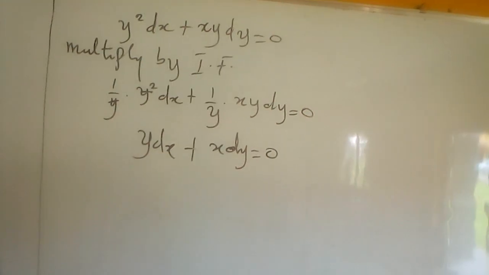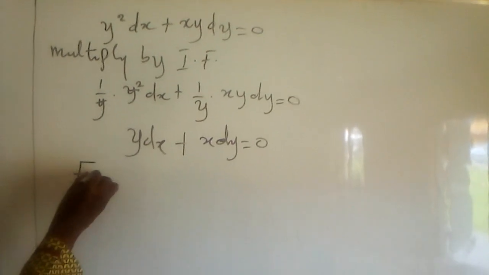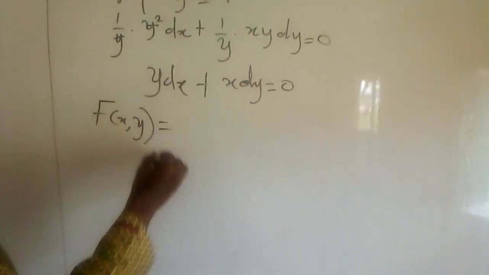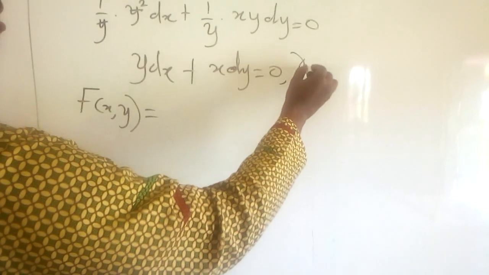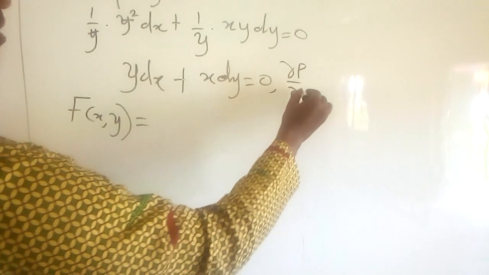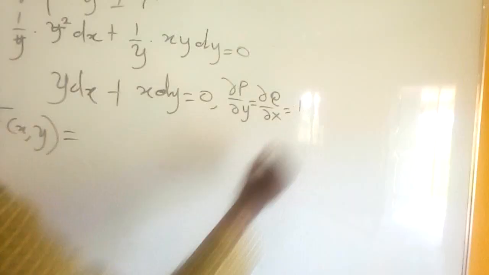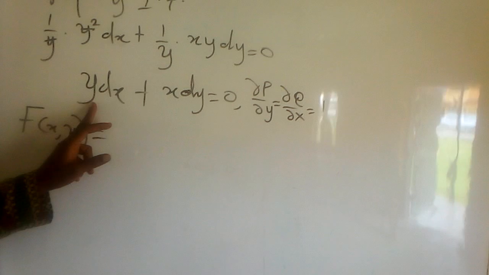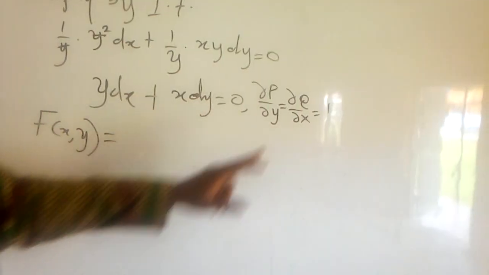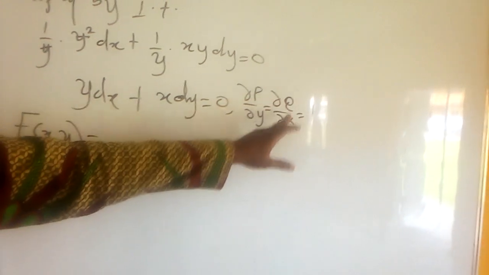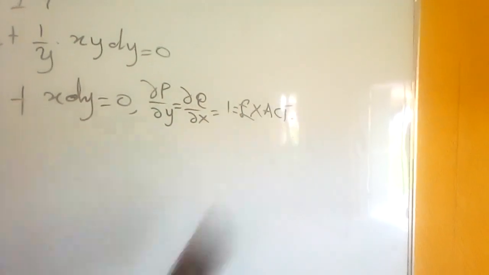So that is to say, when this cancels off, you have y dx plus x dy is equal to 0. So that is to say that if we start the integration function of x comma y, if you partialize this with respect to y, you get 1. So partial p partial y is equal to partial q partial x is equal to 1. Because if you partialize p, which is y, with respect to y, you are getting 1. Partialize q with respect to x is 1. So it is satisfactory that it's an exact equation.